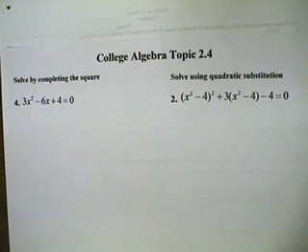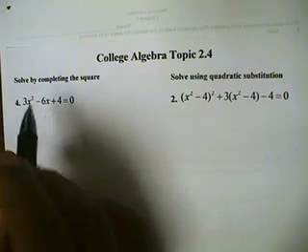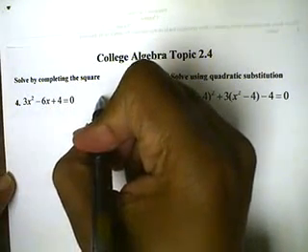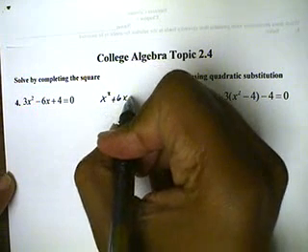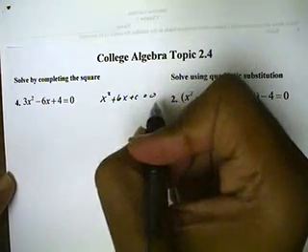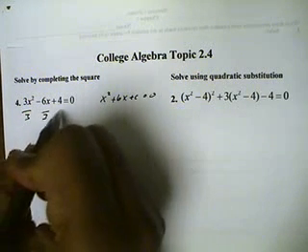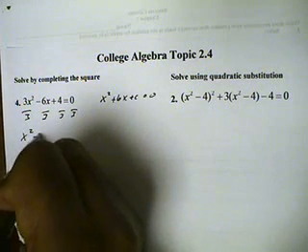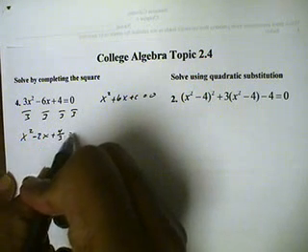College Algebra, Topic 2.4. We're going to solve this by completing the square. This is a quadratic, and for completing the square, we need the form x squared plus bx plus c equals 0. So we're going to divide this by 3 to get this into the form. Everything divided by 3. So we'll get x squared minus 2x plus 4/3 equals 0.